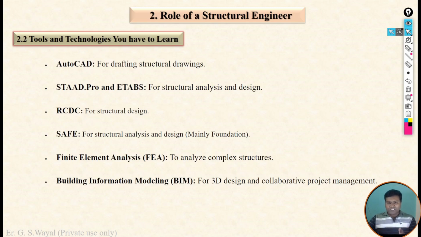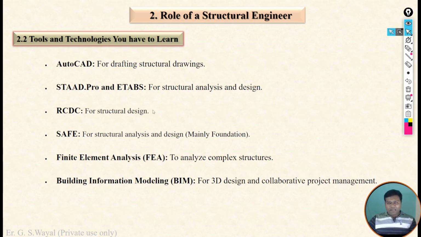Then tools and technology you have to learn. If you are a structural engineer, you have to learn some software, because if there is any high-rise building, first we have to analyze it, and then we go for the design. And for the analysis and design, to minimize our time, we use some tools, or we can say some softwares. One of the most important for the structural engineer is AutoCAD. Generally AutoCAD is used for drafting structural drawings. So if you have sufficient knowledge of AutoCAD to draw the structural drawings, that is good, and a structural engineer should take the knowledge of AutoCAD.